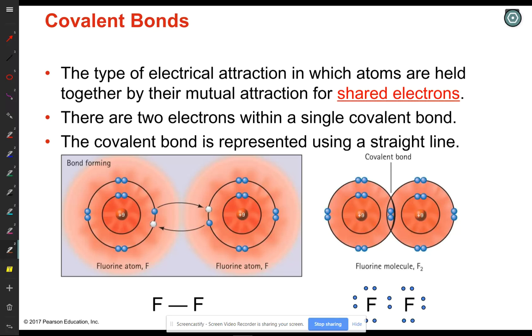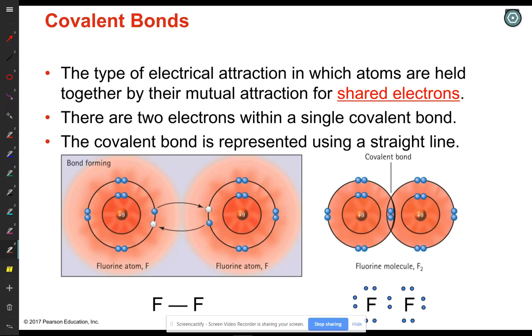So an example of a covalent bond is here when you have two fluorine atoms. Now each fluorine atom has 7 electrons in its outer shell. It would like to have 8. And so what they do is they say, okay, I'll kind of share mine with you, you kind of share mine with me, and we'll both feel like we have 8. And so that's what a covalent bond is when the electron is shared between them.